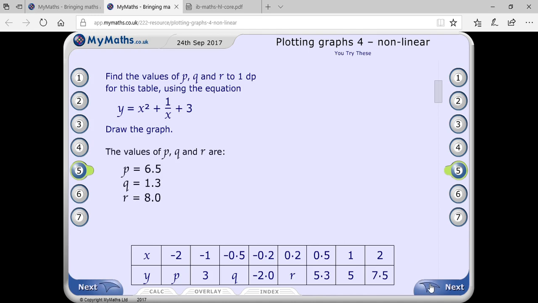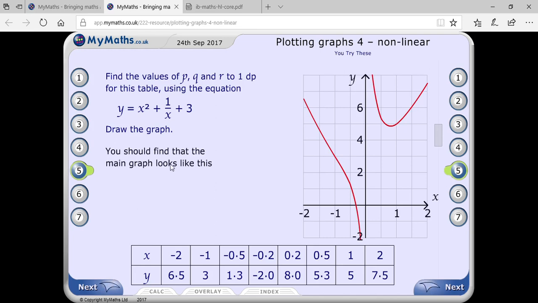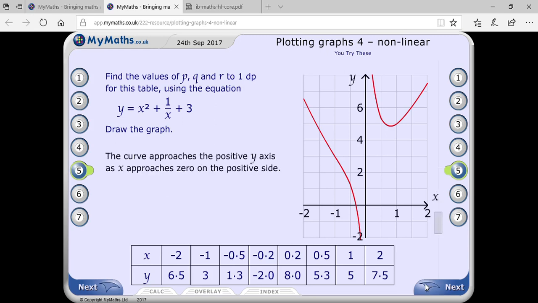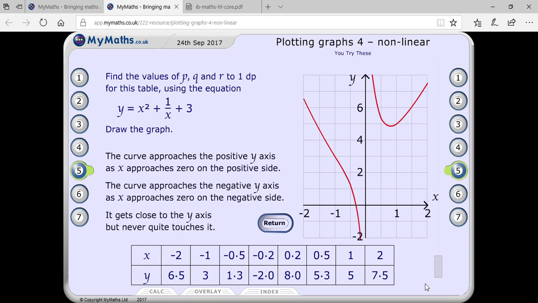Then you have to draw the graph of all the values you get, and you will get your graph like this. But what happened near zero, x equals 0? Okay, x equals 0, so you'll get 3. In that way, the curve approaches the positive y-axis as x approaches 0 on the positive side. The curve approaches the negative y-axis as x approaches 0 on the negative side. It gets close to the y-axis but never quite touches it.